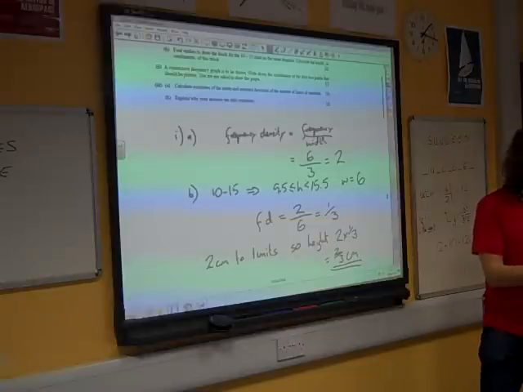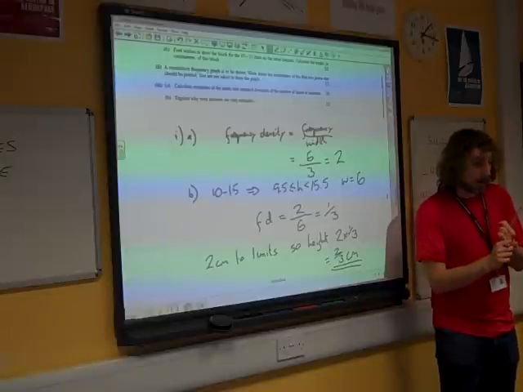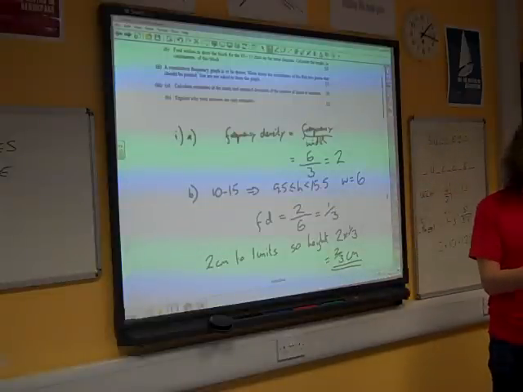So what we think about cumulative frequency, first thing to remember, you always need to start your cumulative frequency graph.